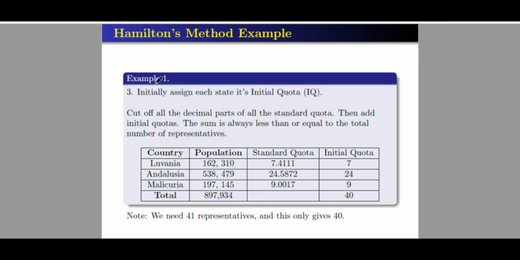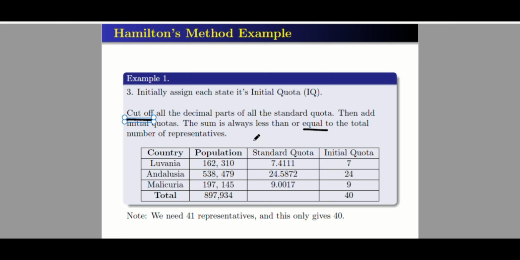In step number 3, we must cut off all the decimal parts. Cut off. So we must not round off, we must not round up. We must just cut off, meaning erase. Then add the initial quotas. Take note of this: the sum is always less than or equal to the total number of representatives. So if the sum is equal, then we are done. We will stop at number 3. Our initial quota will be our final quota. But if it's less than, then we'll proceed to step number 4.